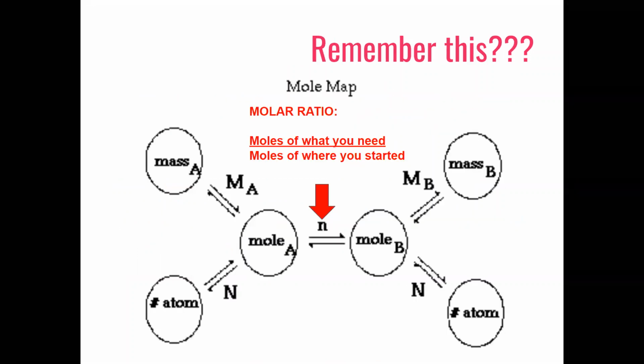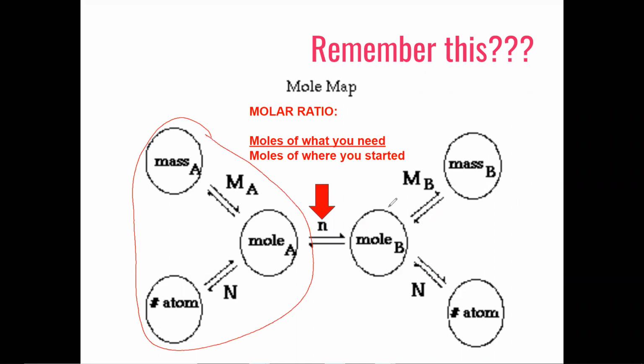And that is going to involve your mole map once again. So on your mole map currently, you probably have this part circled, okay? But now we're not only going to use that part, we're going to use the entire thing. And to move from over here on the left, which you already know how to do, and to move towards the right, you need this little n here. And that is called your molar ratio.